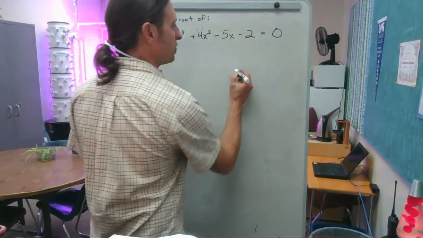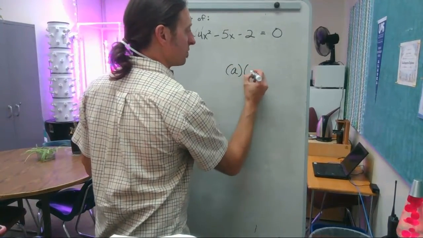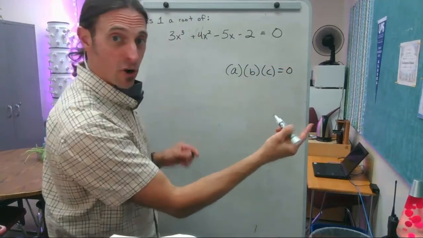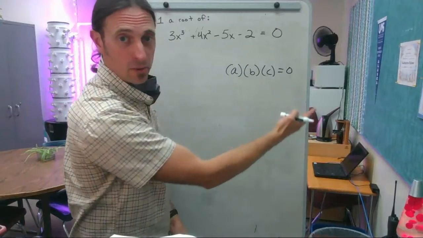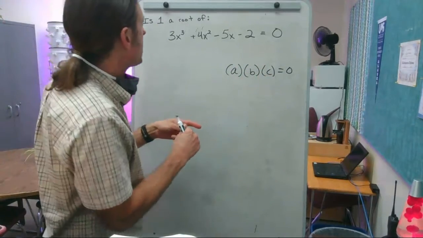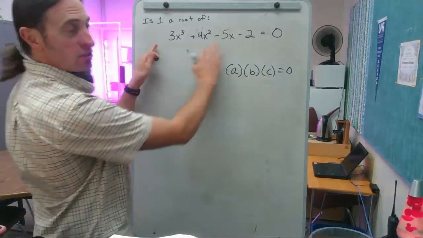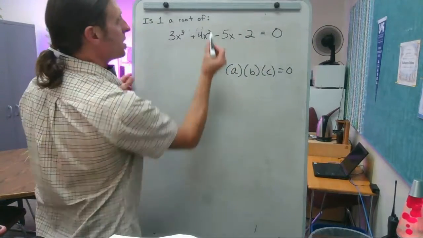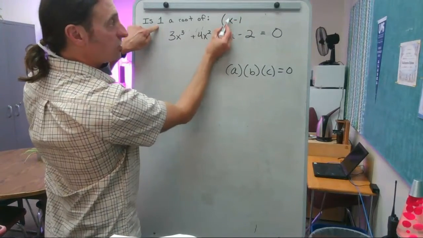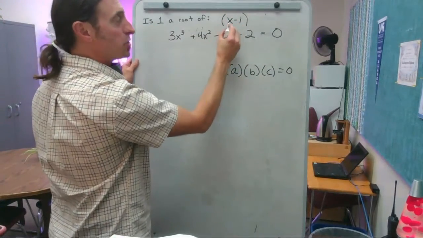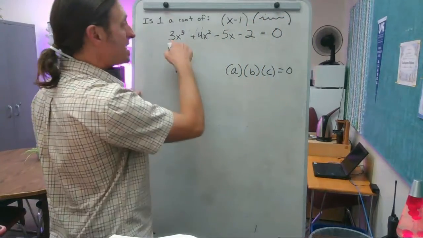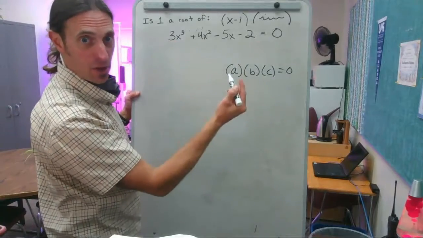Again, the big idea here is if you've got a series of things multiplied together and they equal 0, either one of these equals 0 or all of them equal 0, and that's the only way you could possibly have a solution if it equals 0. So what we're saying is, is 1 a root of this big polynomial, which means is x minus 1 a factor, because if positive 1 was x, you'd get 0. If I multiply that by some other polynomial, would I end up getting the entire polynomial?